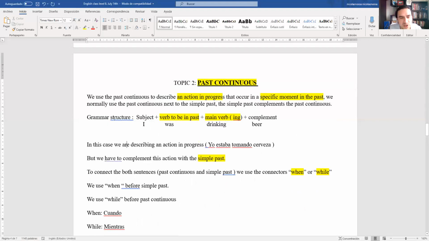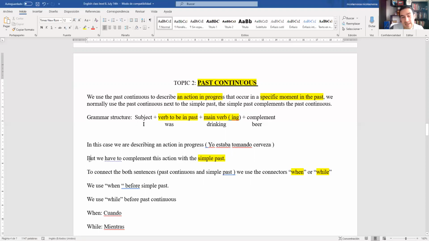So what is the grammar structure of the past continuous? Yeah, we need the subject, siempre va el sujeto primero. The verb to be in past, remember, the verb to be in past, was or were, yeah? Depending on the subject. The main verb, el verbo principal con ing, que se lo vieron en present continuous. And the complement, okay? So, example, I was drinking beer. Yo estaba tomando cerveza. In this case, we are describing an action in progress, ¿cierto? Estamos describiendo algo que ocurría en un momento, okay?